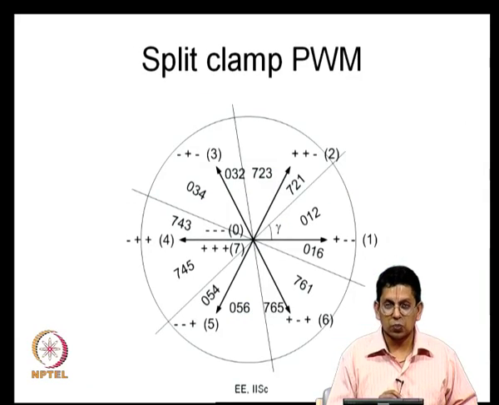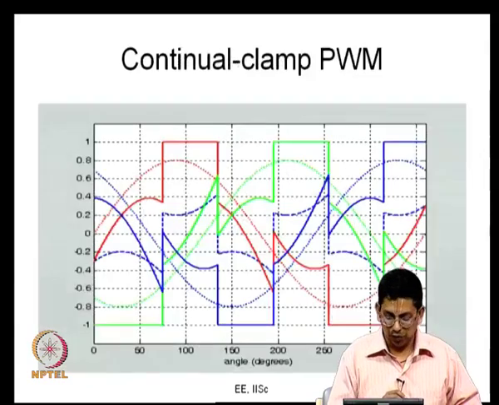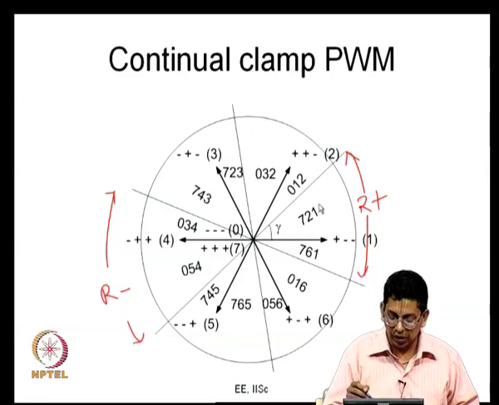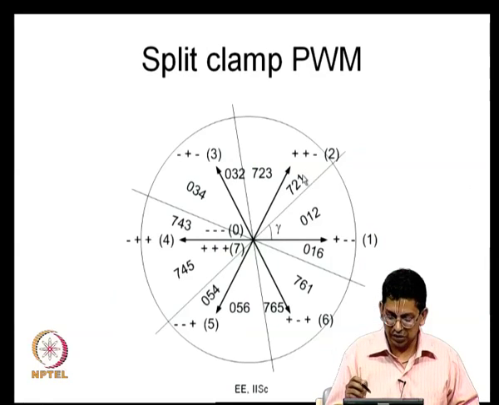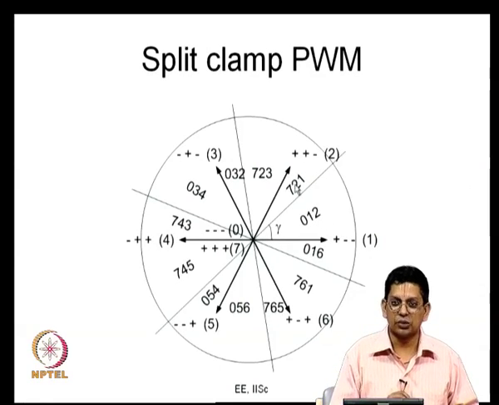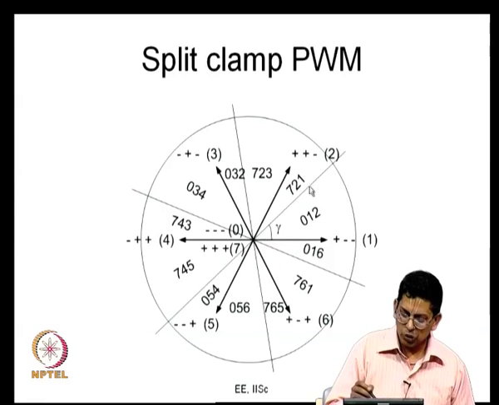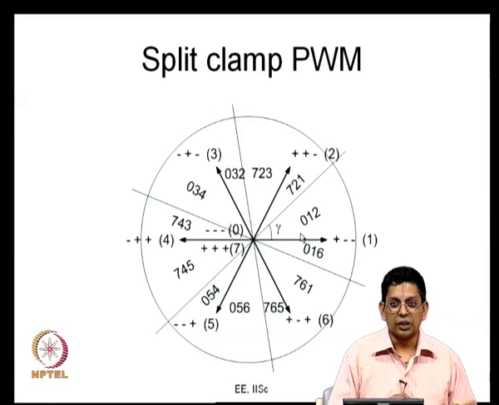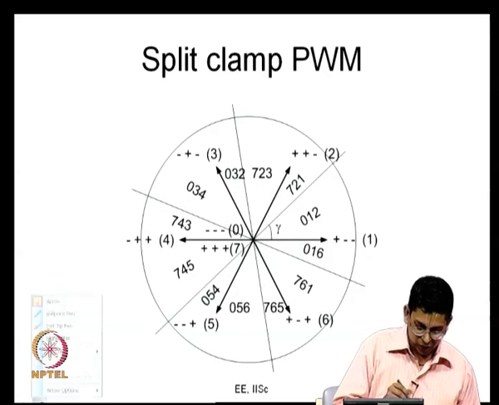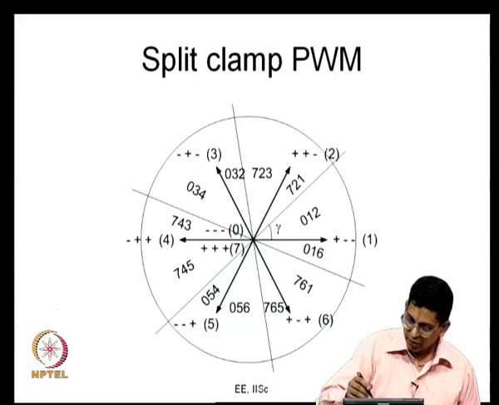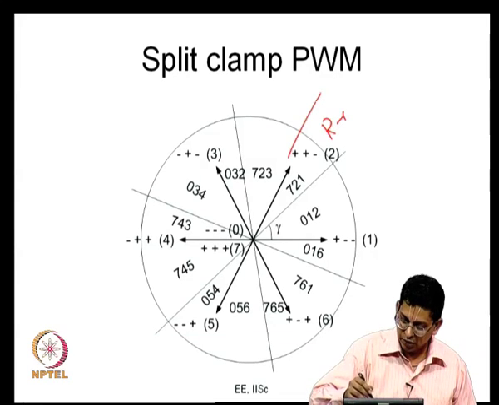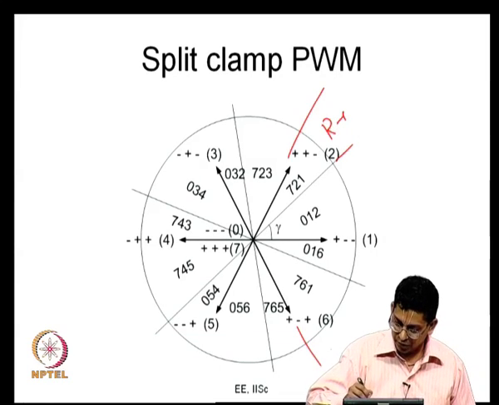The same thing applies to the split clamp PWM method. What we did here was we had 721 first and 012 next, and here instead we have 012 first and 721 next. Those are the only two possibilities, and the changeover can occur at any gamma; gamma can be anywhere between 0 and 60 degrees. So, now what will happen? You have R phase. This R phase is clamped to the positive bus in this interval, and here again R phase is clamped to the positive bus.